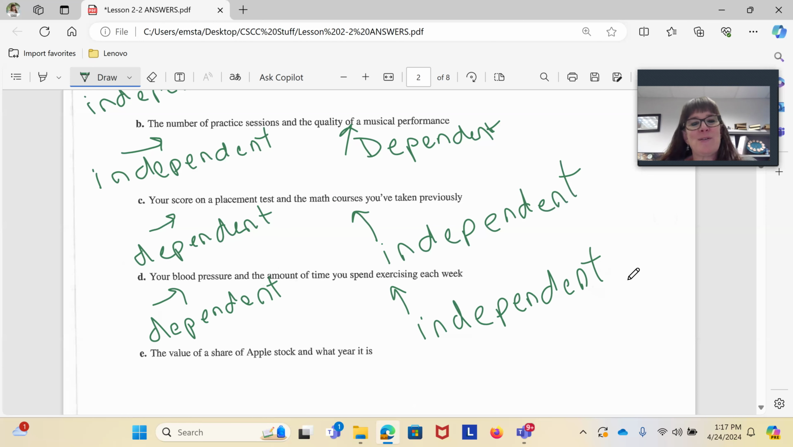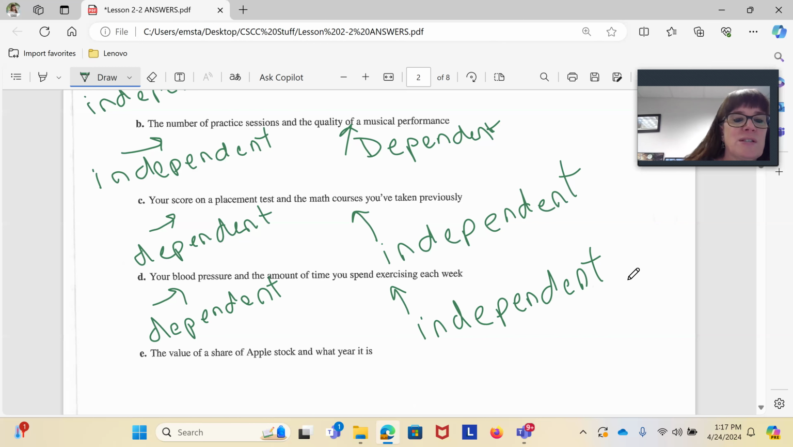E says the value of a share of Apple stock and what year it is. So let's look at that and see which way the sentence makes sense. Does the value of the share of Apple stock depend on what year it is? Or does what year it is depend on the value of the share of Apple stock? That's another one where the second sentence does not really make much sense. The year is what it is, but the value of Apple stock is likely going to change with the year.